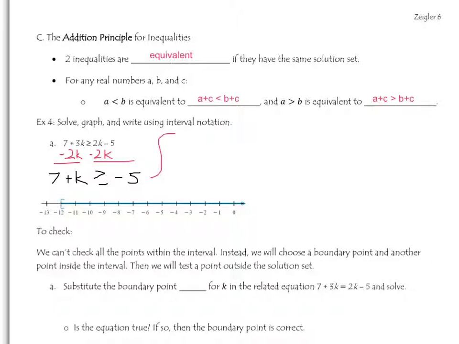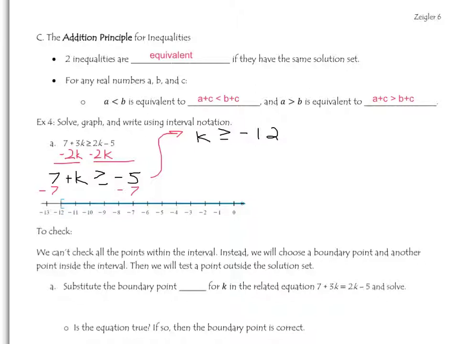Okay, and let's move over here. So now we want k by itself. We need to get rid of that 7, so we're going to subtract 7 from both sides, and we are left with k is greater than or equal to negative 12. So there we have our inequality. We have k is greater than or equal to something, so we've simplified it as far as we can.